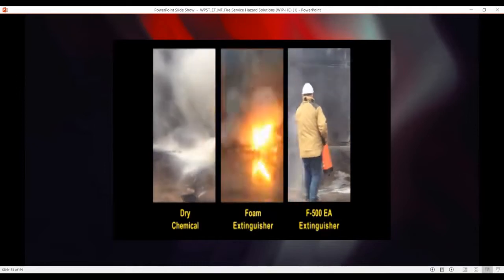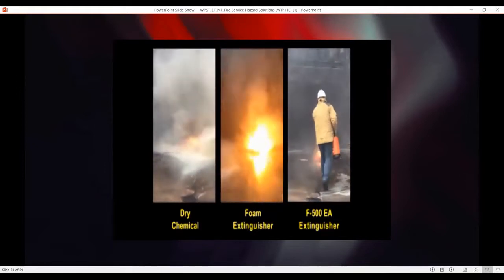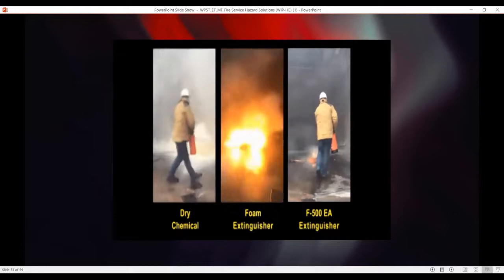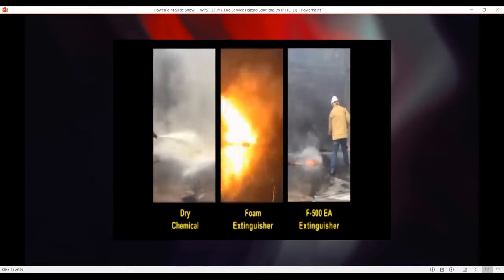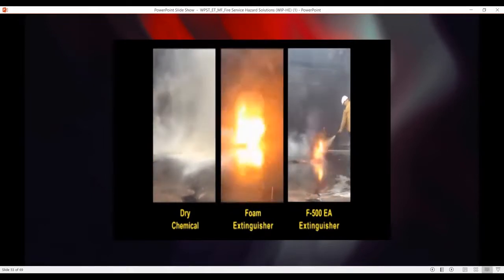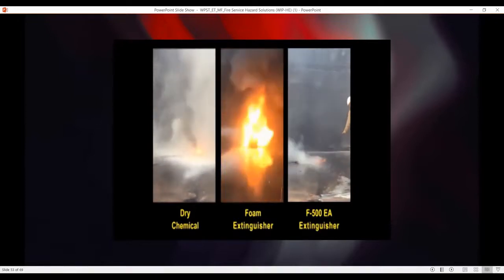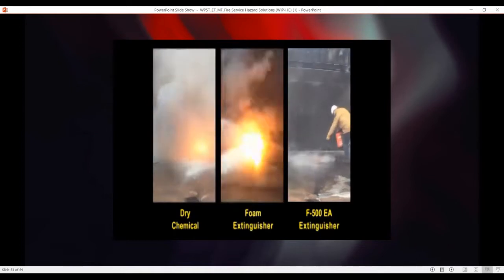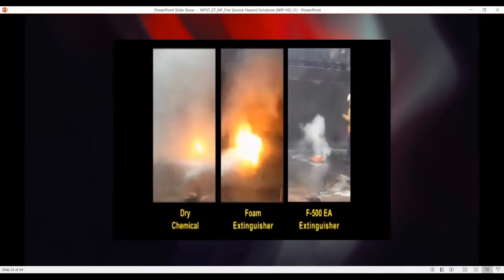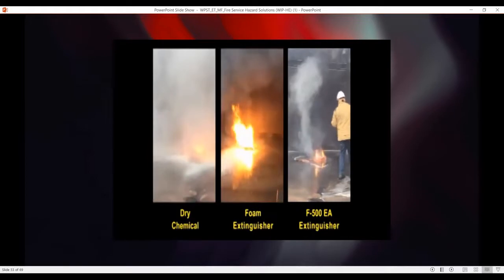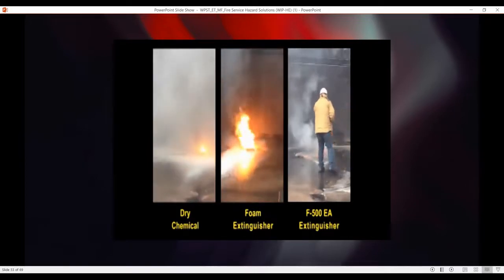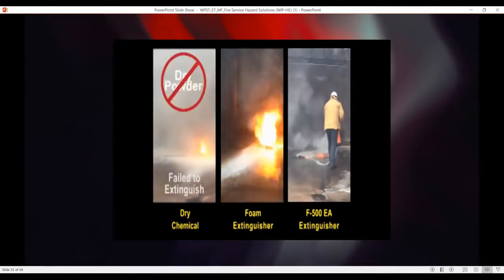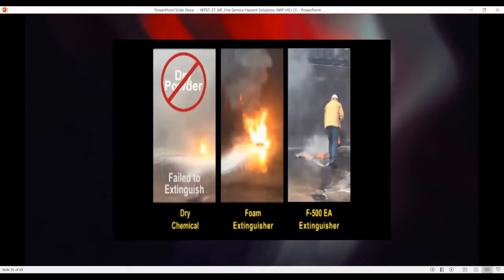The same results we've seen previously with the dry powder. It just continues to burn through the powder. Again, foam is ineffective. And that fine mist from the F500 extinguisher, again, rapidly suppressing that fire, cooling the battery, stopping that thermal propagation from cell to cell within the battery.